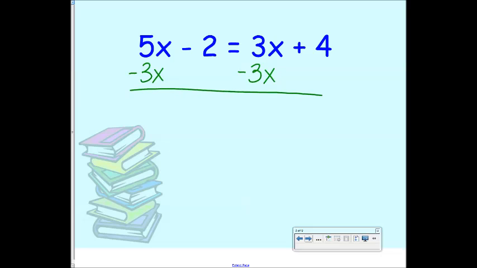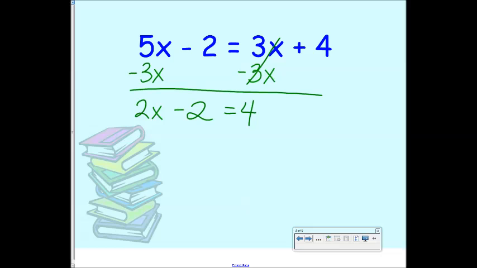So then what happens with it over here? That's gone. So what do I have left on the right side now? Just a 4. What do I have left on my left side? 2x minus 2. Very good. Still have the minus 2. Haven't done anything with it yet.